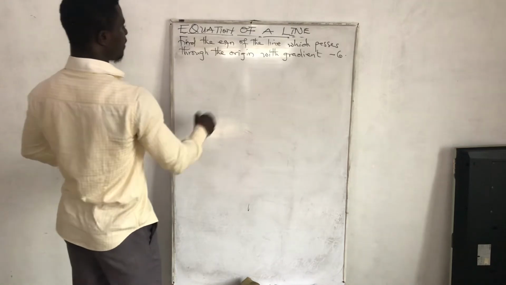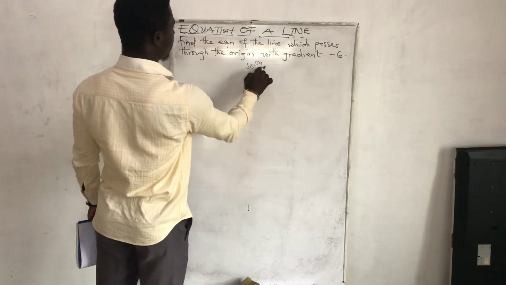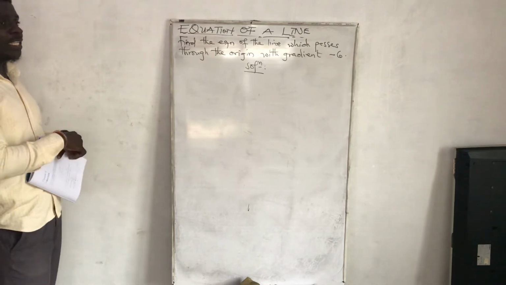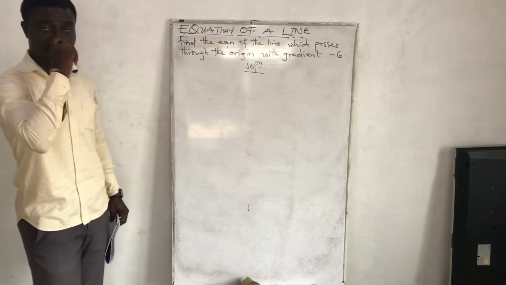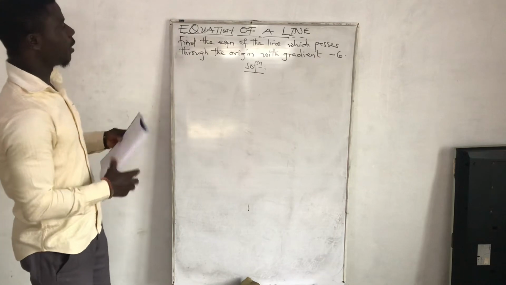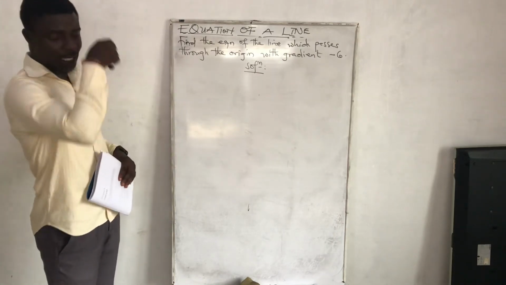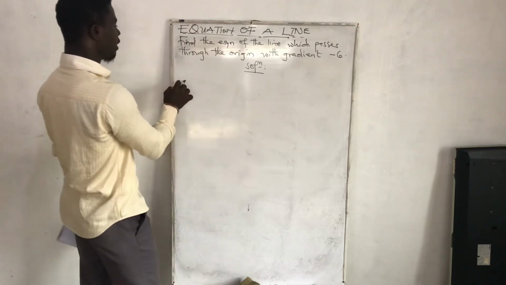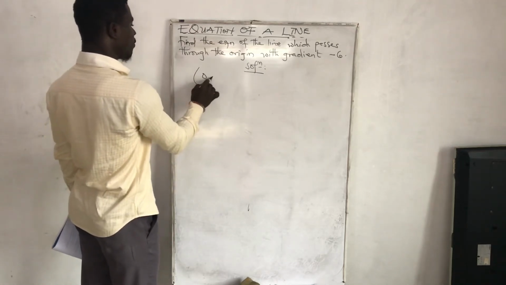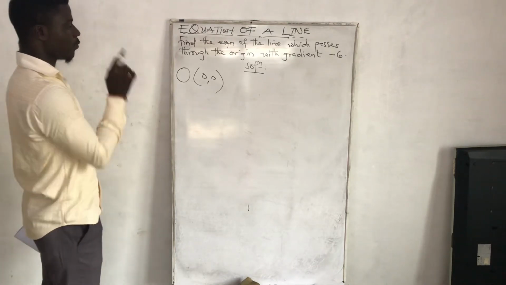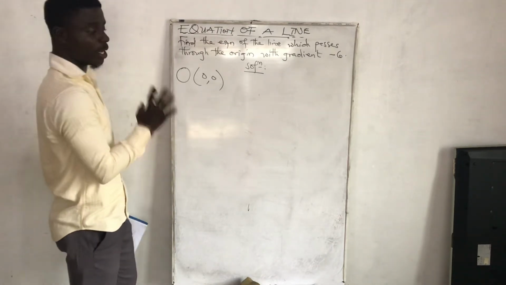Now let's solve this. So solution. The question says that what? The straight line passes through what? The origin. It passes through the origin, and we know that when a line passes through the origin, then the origin is represented as what? (0, 0). So we can say that O is equal to (0, 0). That's it passes through the origin.